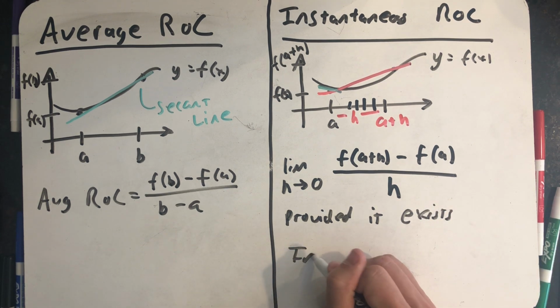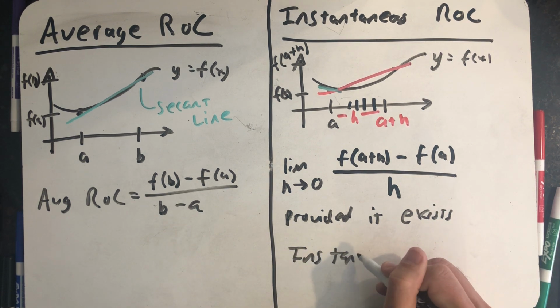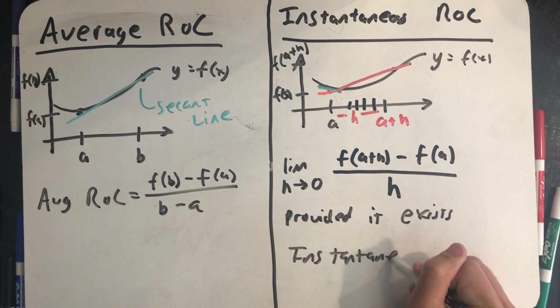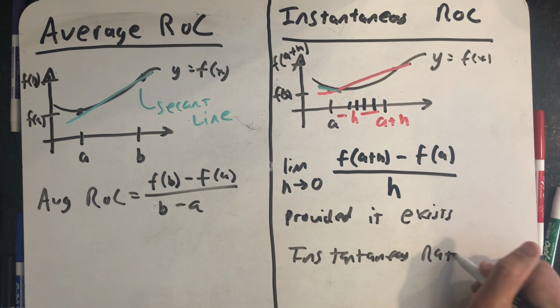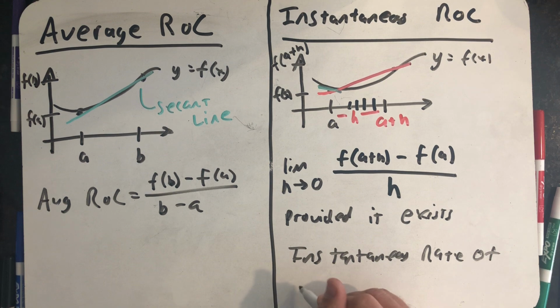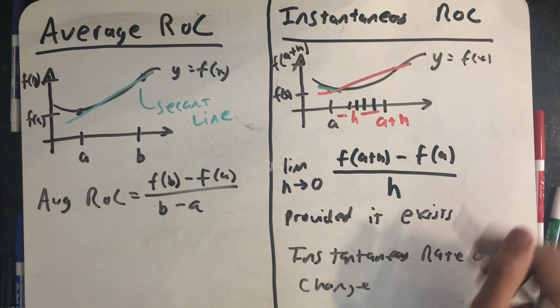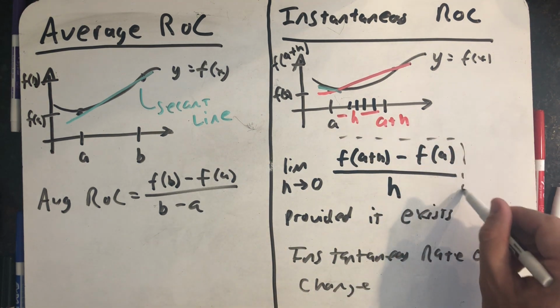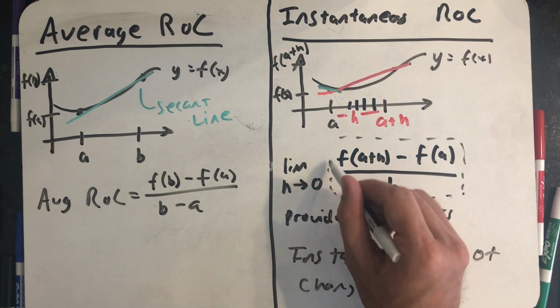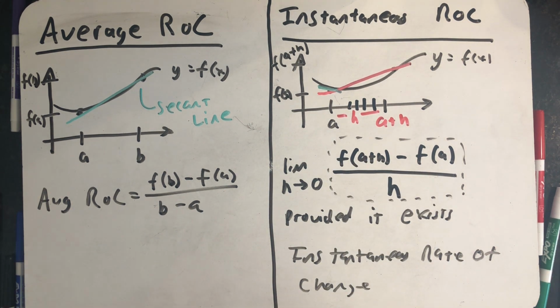All right, so this limit, provided it exists, is the instantaneous rate of change. This calculation in the middle is called the difference quotient, and so my instantaneous rate of change is the limit of the difference quotient. And I should be a little more specific here. This is an instantaneous rate of change at x equals a. A is a value in my domain, and h is a distance.